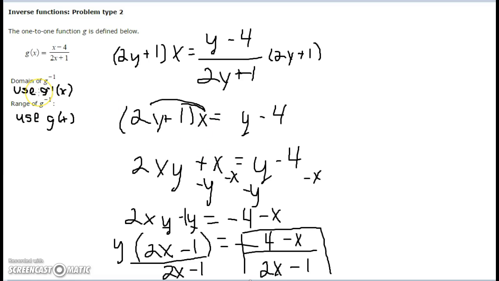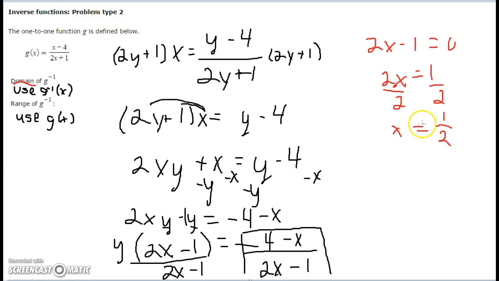Now, to figure out my domain, I'll switch colors. So for the domain of my function, we're using our inverse function. So my inverse is this equation, the negative 4 minus x over 2x minus 1. And I want to know when this is undefined. To figure that out, I set my denominator equal to 0. So I would say 2x minus 1 equals 0. We would add our 1, 2x equals 1. We divide by 2. So our x cannot equal 1/2.